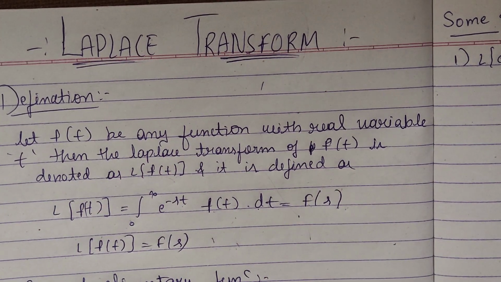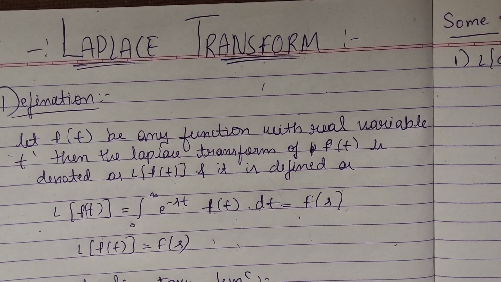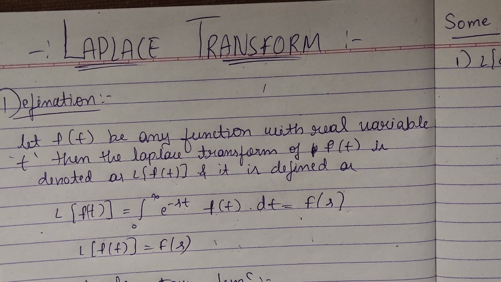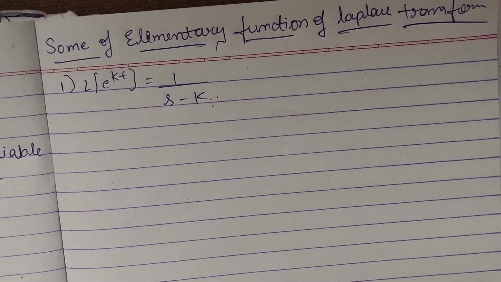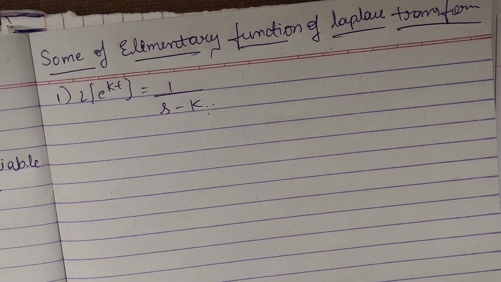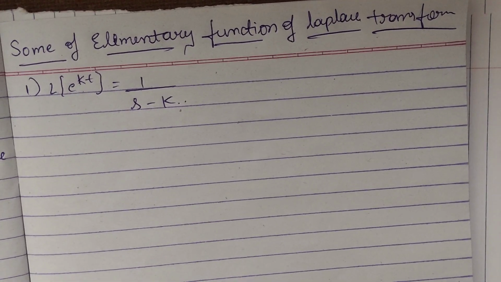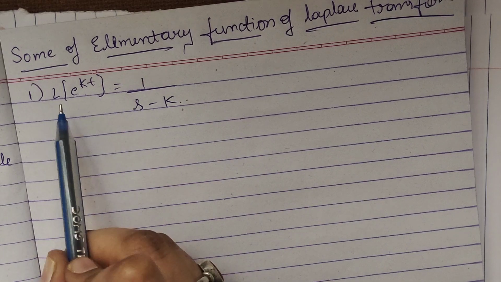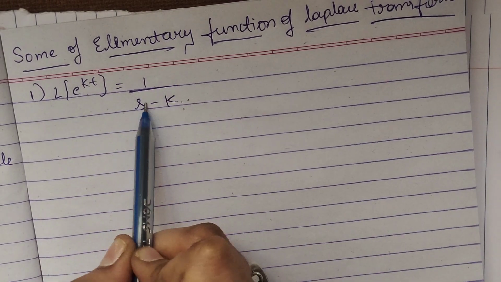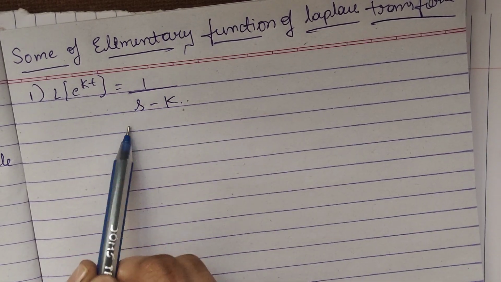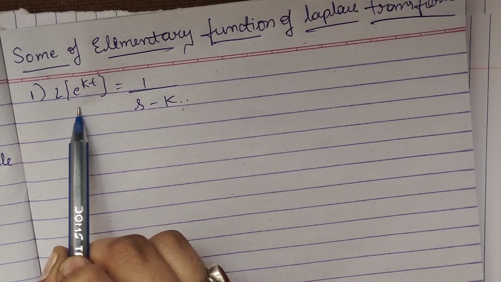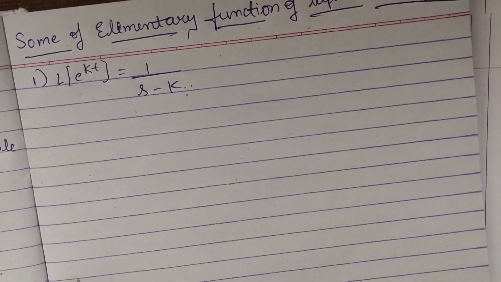Okay, next we move on to some of the elementary functions of the Laplace transform. In that we have many important functions that we will use for the problems, so we have to solve those functions. The first function is L of e power kt is equal to 1 divided by s minus k. We have to solve this and prove this function.